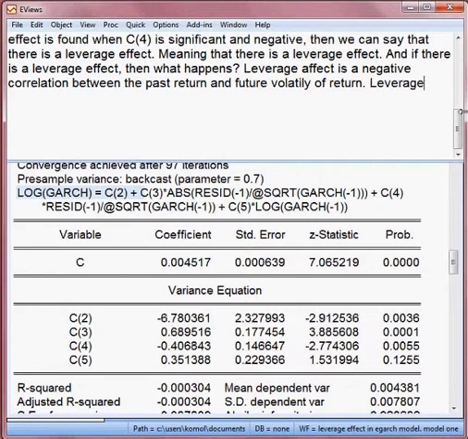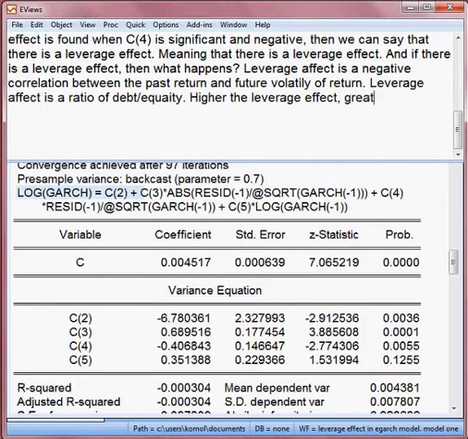In another way, leverage effect is a ratio of debt and equity, that is, stock equity. The higher the leverage effect, the greater the risk, or volatility, or variance of a firm.